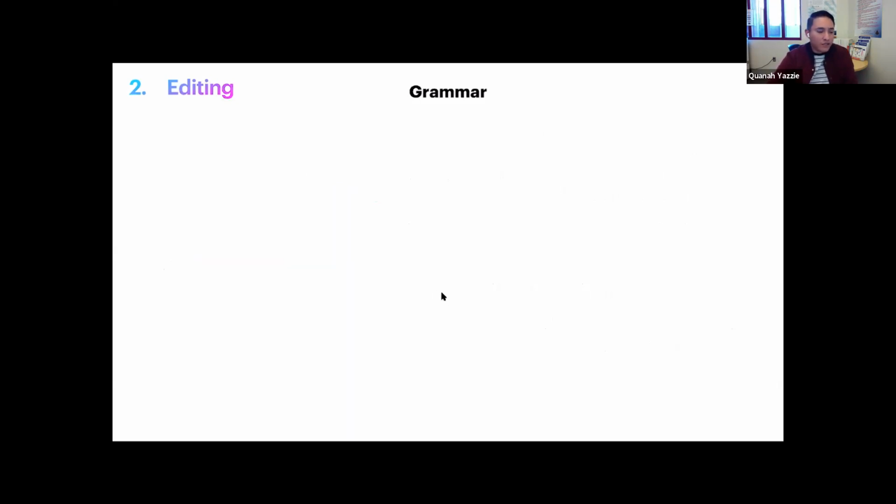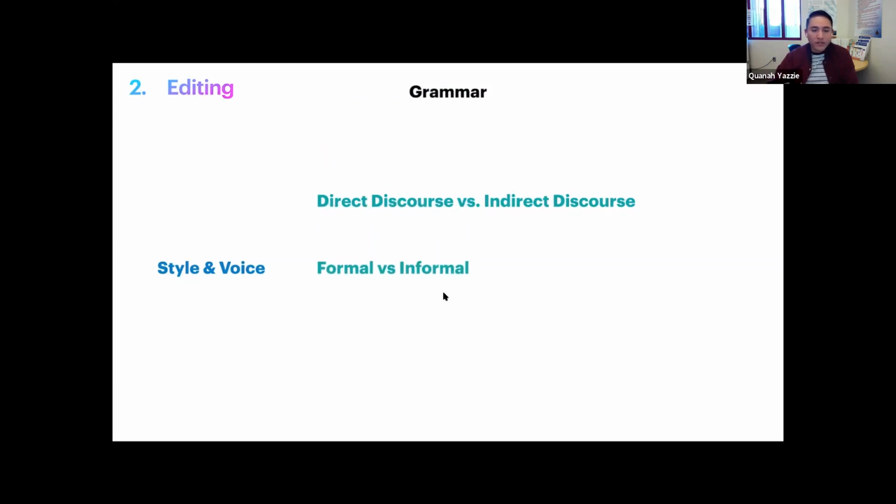So the next one I wanted to talk about is style and voice. It might sound the same as the revision portion with organization and style, but here we're talking in terms of grammar. Within grammar specifically, there are three things I wanted to elaborate on: direct discourse versus indirect discourse, which is basically being direct versus indirect when you're quoting someone or talking to someone. The next one is formal versus informal language, and then active voice versus passive voice.